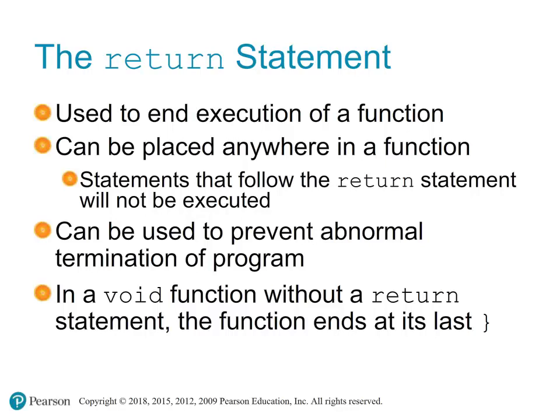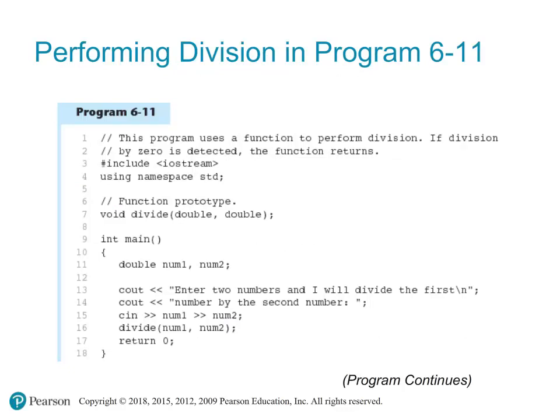In a void function, the return statement is optional. If omitted, the function will simply end at its last closing brace. This example demonstrates how to use a function to perform division while also gracefully handling division by zero.